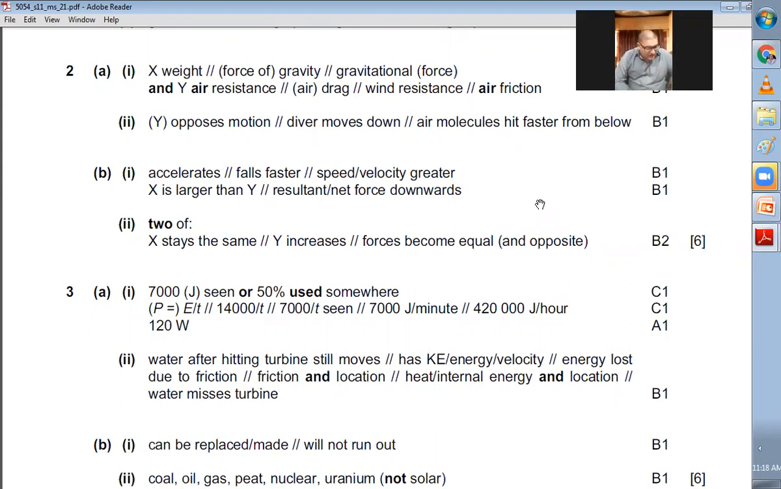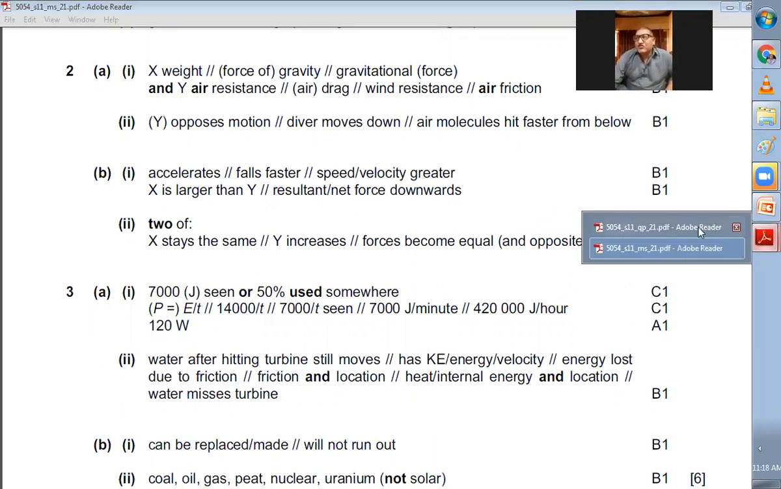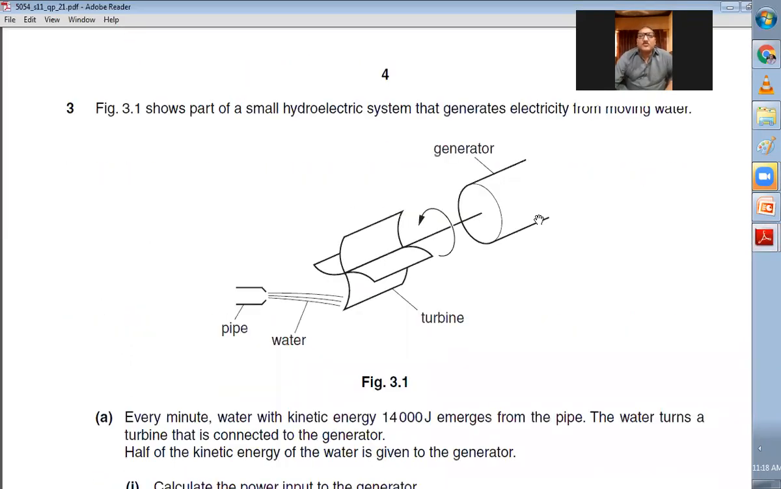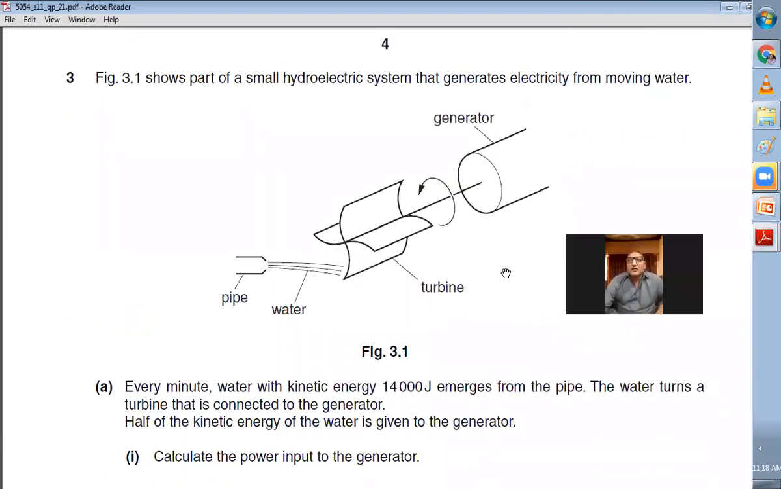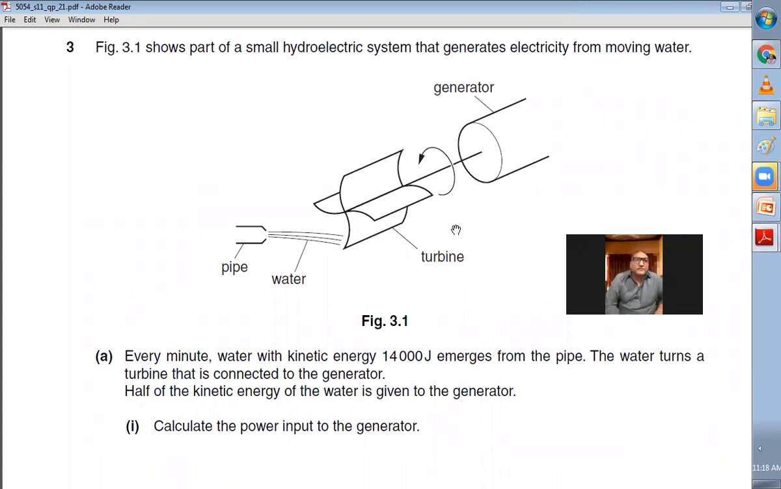So let's move to the next question, and the next question on your screen is coming. Question number 3 is talking about, okay. Figure 3.1 shows part of a small hydroelectric system that generates electricity from moving water. So you see what is happening here.